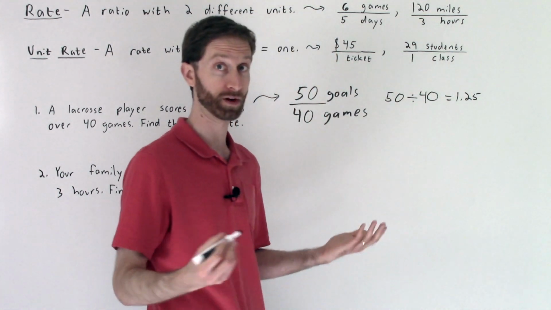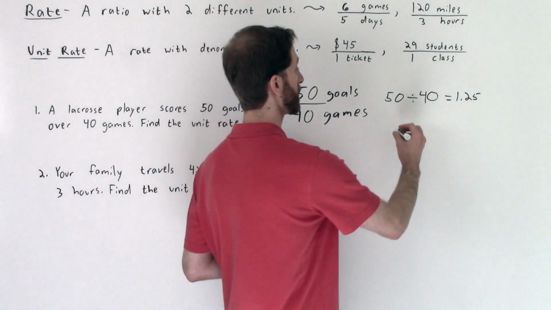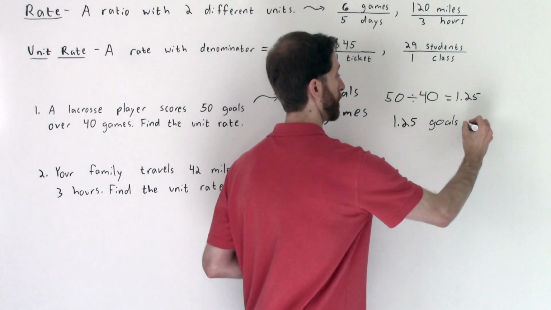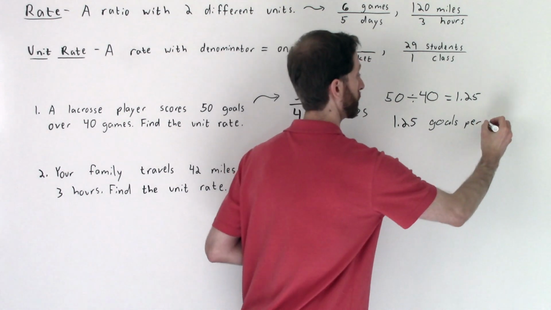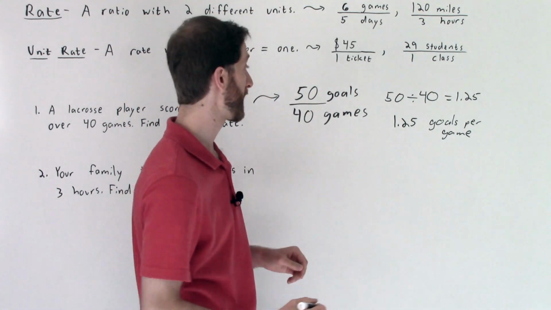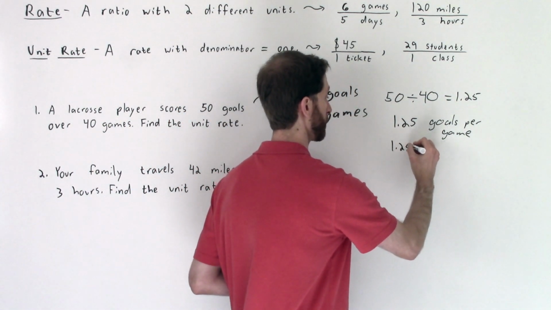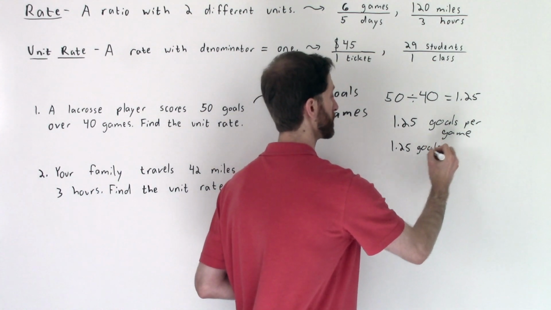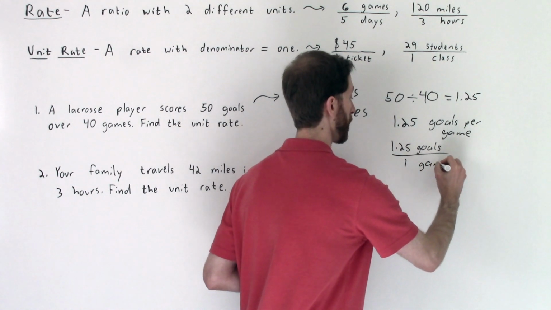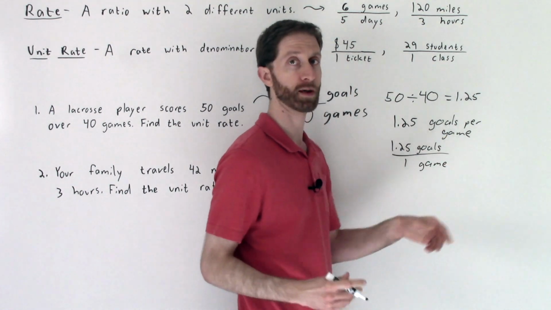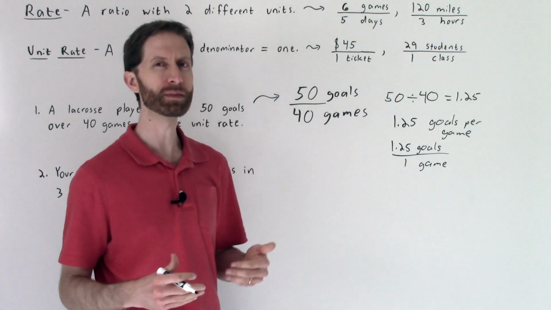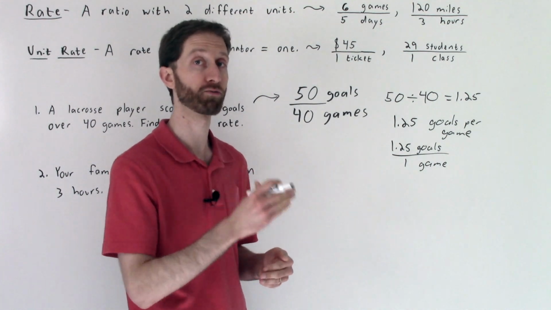Well, what does that mean? What is that 1.25? Well, we can write that in a couple ways. We can write 1.25 goals per game, right? Because those are our units, so goals per game. Or we can write that as 1.25 goals, and it's important we have our units because we're talking about a real world situation here, per 1 game. However you want to write it. I usually prefer writing it this way, but again, we're breaking down the 50 goals per 40 games to get an idea of what does that really mean for goals per 1 game, a unit rate.